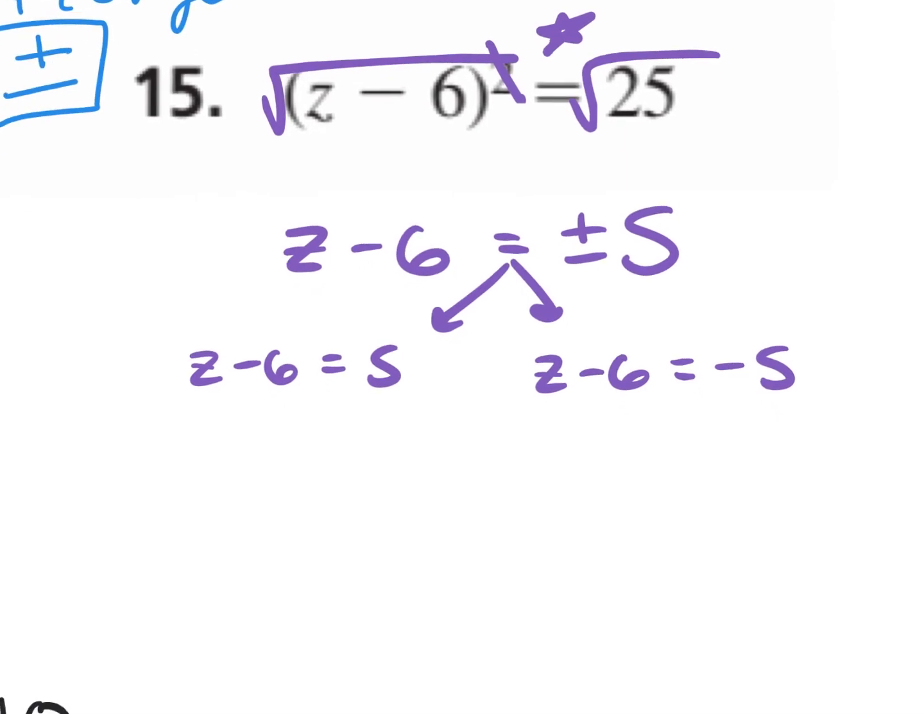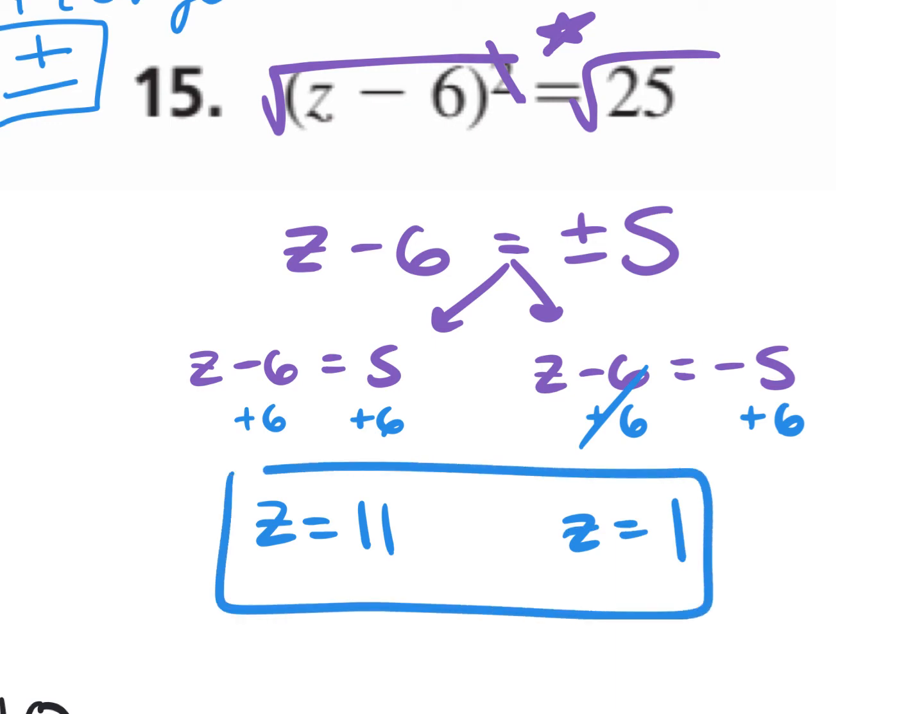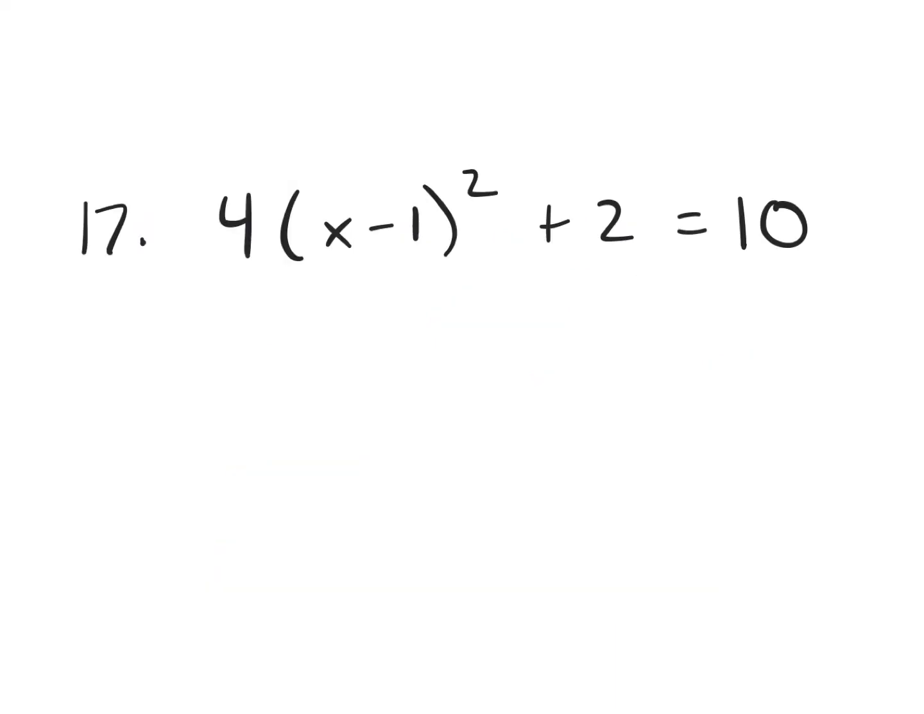What can I do to solve? Add 6 to both sides. So z is equal to 11. And then second one, I'm going to do the same thing. Add 6 to both sides. So z is equal to 1. So these are my two answers here. So 17 is kind of similar. It's just a couple more steps that we have to do.